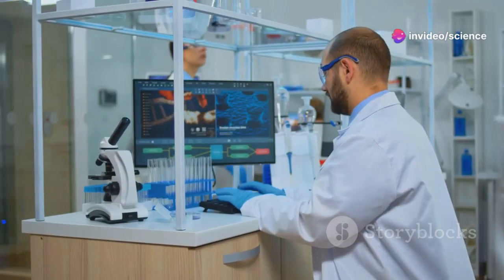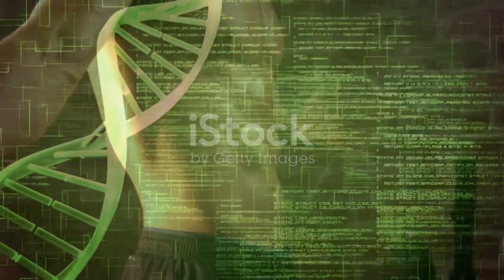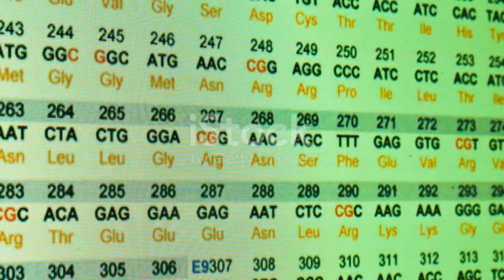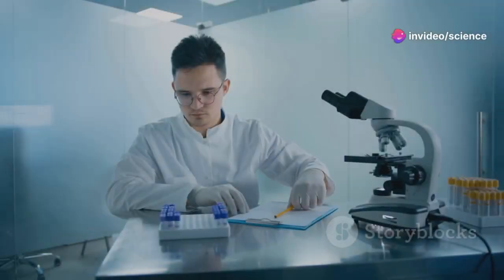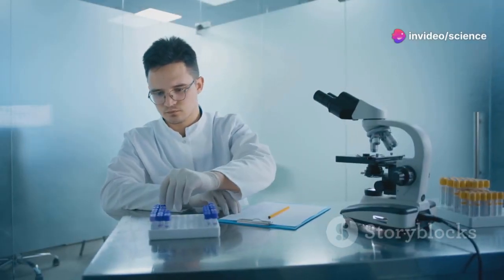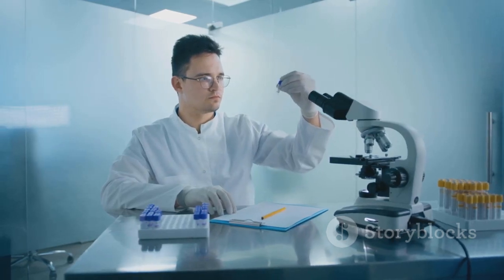One of the most fascinating aspects of the genetic code is its redundancy. What does that mean? Well, most amino acids are encoded by multiple codons. For example, the amino acid leucine can be specified by 6 different codons. This redundancy acts as a safety net, reducing the impact of potential errors during DNA replication or protein synthesis.